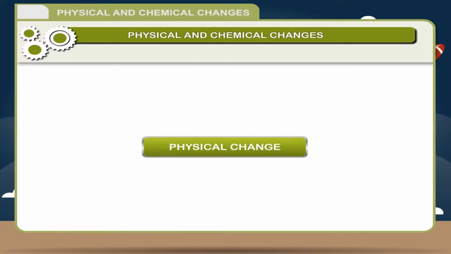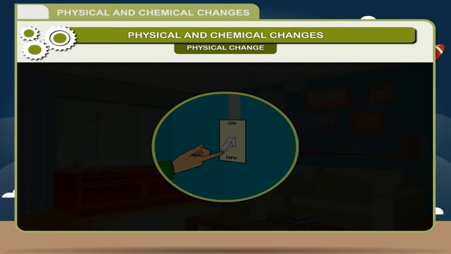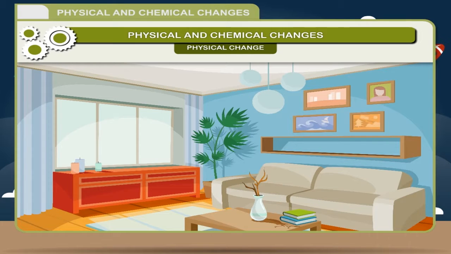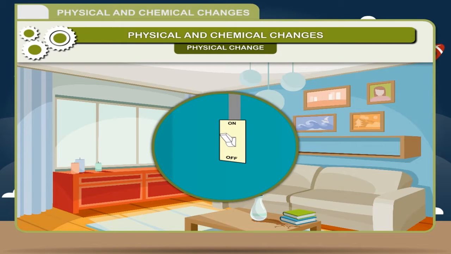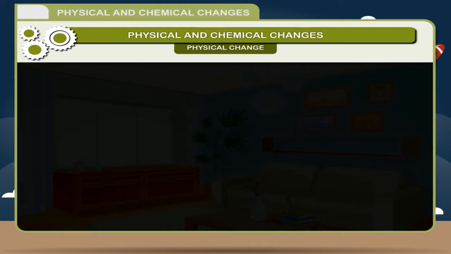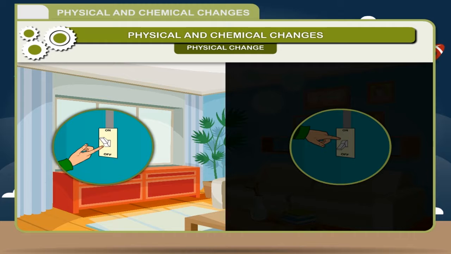Physical change. It is a change which is not accompanied with any change in the chemical composition of a substance, but affects only the physical properties of a substance. All physical phenomena occurring in nature fall in this category. Physical properties are those properties which can be perceived by our senses, like color, odor, etc.